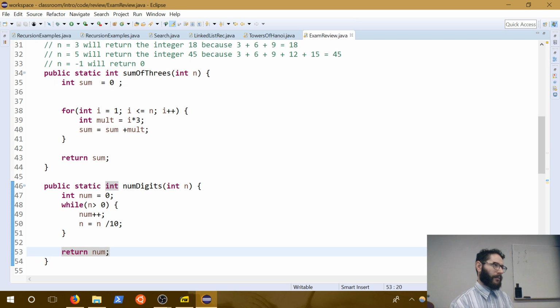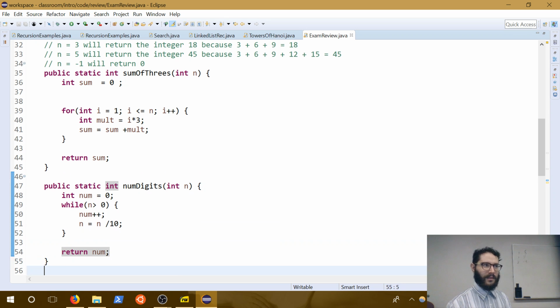Now the reason I like this one is because I can and I will turn it into much more complicated programs. Like what is the sum of all the digits? That's a good question. What is the sum of all the digits? So that one I like.